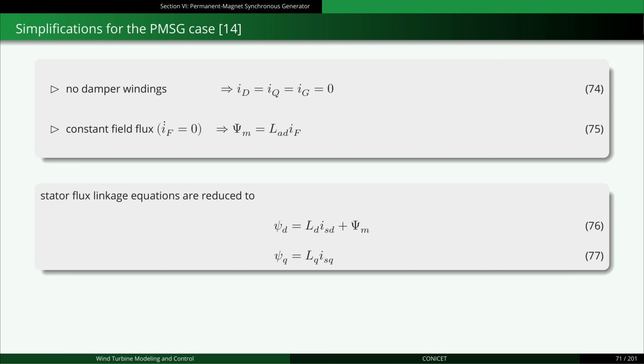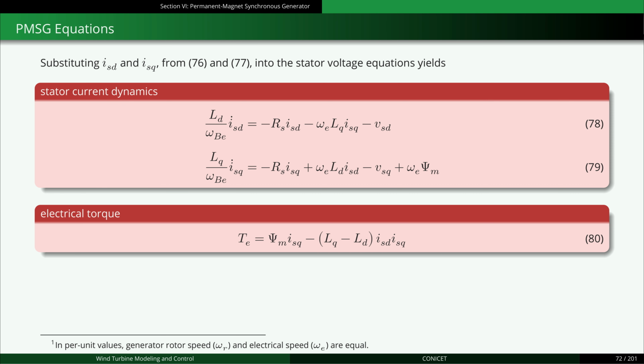With these simplifications, the stator flux linkage equations are reduced to equations 76 and 77. Substituting the D and Q axis stator currents into the stator voltage equations yields the stator current dynamics shown in equations 78 and 79, while the electrical torque results in equation 80. These equations will be used to model the dynamics of the permanent magnet synchronous generator.